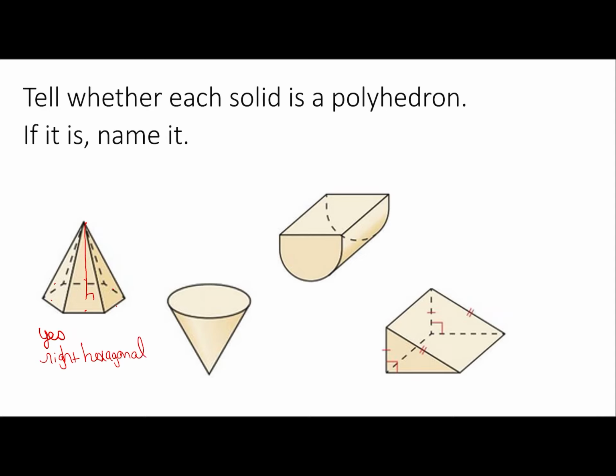And then we check and see, is it a pyramid or a prism? Does it have two bases that are connected, or is everything going to a point? Does it have lateral faces that are triangles? And since it does have triangles for faces, this is called a pyramid.